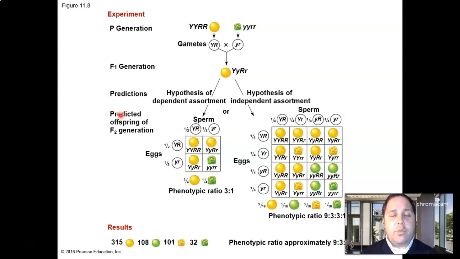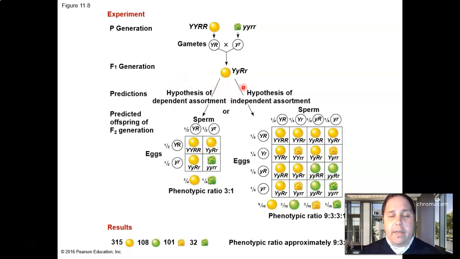Now, there are two ways that this could have happened when he gets the F2 generation. If you saw a simple 3-to-1 ratio, then you would know that yellow and wrinkly traits go with each other. So you can't be yellow and wrinkly, you can only be yellow and smooth, or green and wrinkly, and that's the only thing you would see. That would suggest that these characters sort with each other. They're dependent on each other for their sorting.